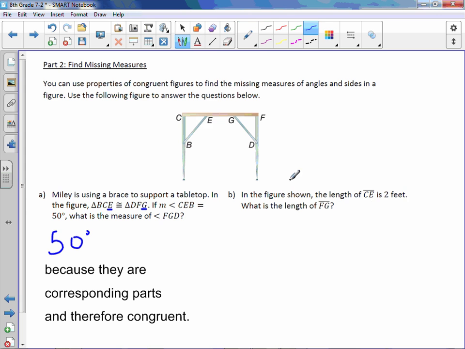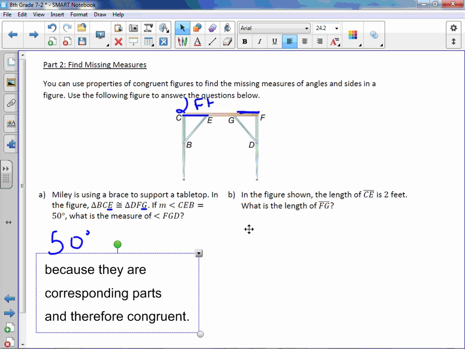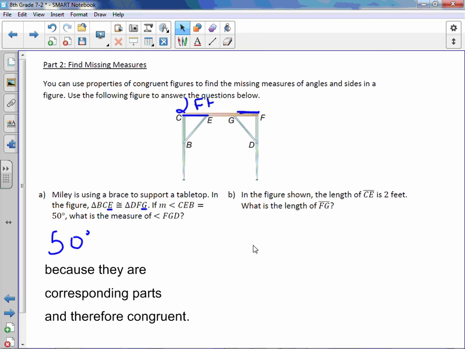Okay, now we have the length of CE right here is 2 feet. What is the length of FG? Well, CE would correspond with GF, so it's actually going to be 2 feet, and it's going to have the same reason.